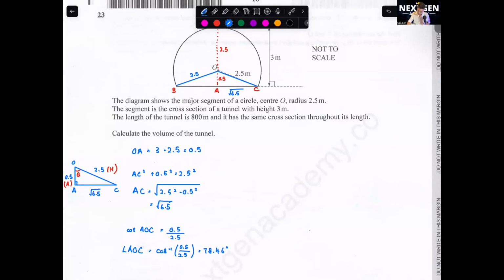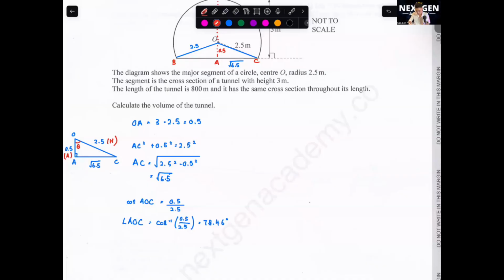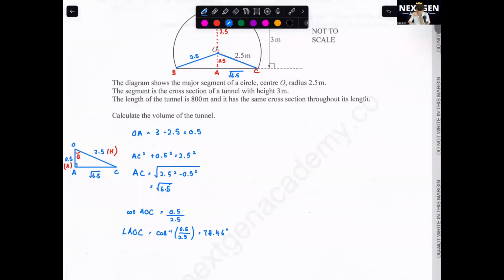Okay, angle BOC. Since here is 78.46, do we even need angle BOC? Let me see. Do we need that? Okay, we can find it. Actually, let's find angle BOC first. It is equal to 2 times 78.46. Okay, I'm using the exact value itself from the calculator.